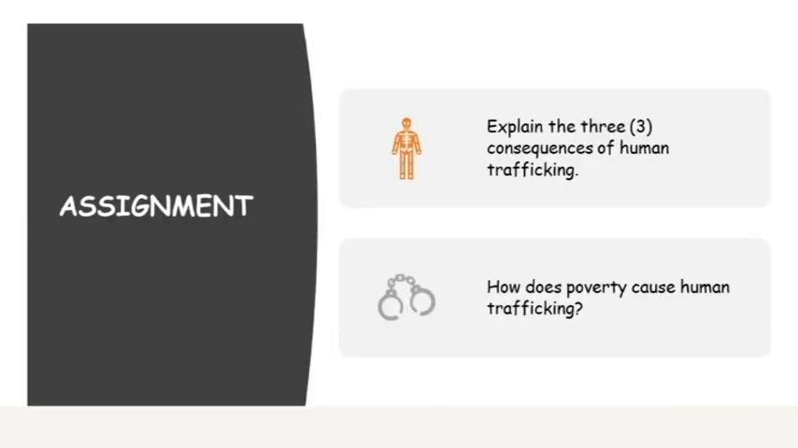Assignment: explain the three consequences of human trafficking. Number 2, how does poverty cause human trafficking?